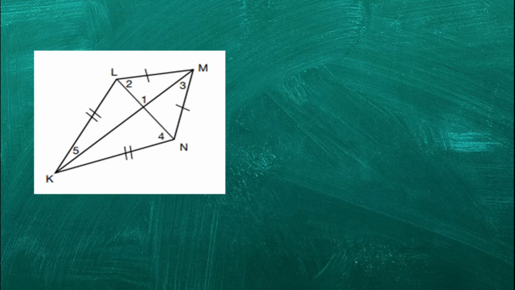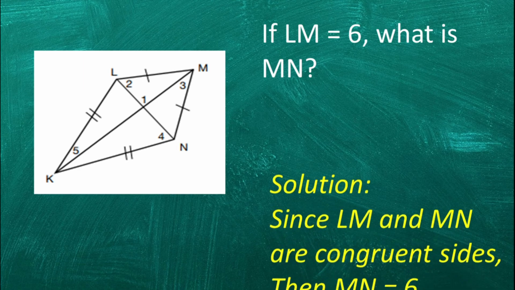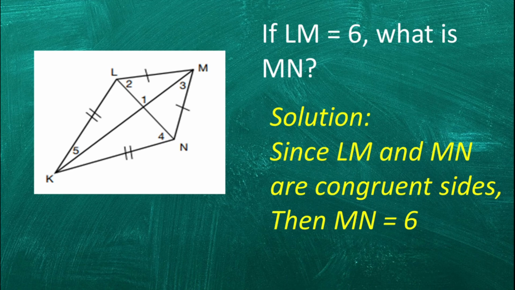Using the same figure, the next question would be, if LM is equal to 6, what is MN? For solution, since LM and MN are congruent sides, then MN is equal to 6.